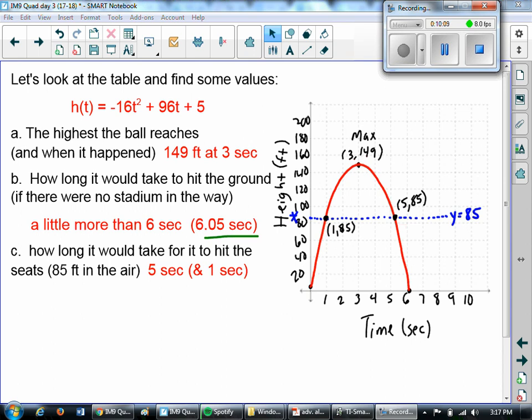So what I'd like you to do now is take a second to look at the graph, and I'm going to stop the video here and create a new video for using the next part of our calculator functions.